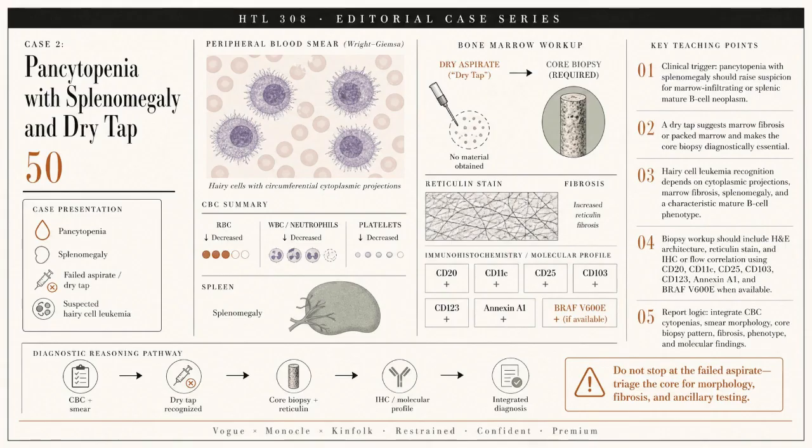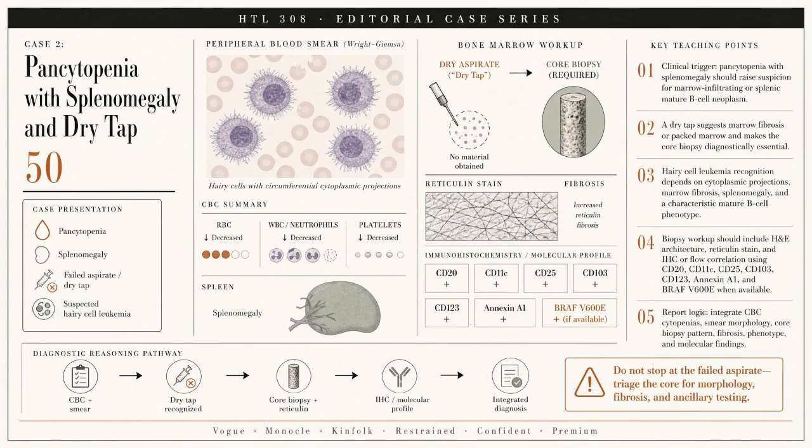Reticulin staining is a critical step in the histotechnology workflow here, as it highlights the marrow fibrosis that correlates with the dry tap phenomenon. Achieving a high-quality reticulin stain requires meticulous technique, including proper fixation, decalcification if needed, and careful staining to visualize the dense network of reticulin fibers. Immunohistochemistry plays a pivotal role in confirming the diagnosis of HCL. Hairy cells express a characteristic immunophenotype, including positivity for CD11C, CD25, CD103, and annexin A1.